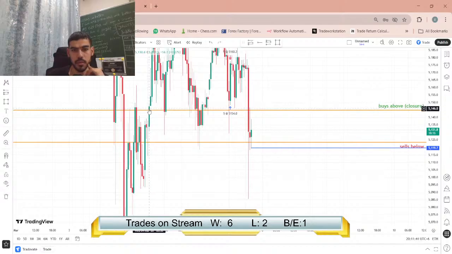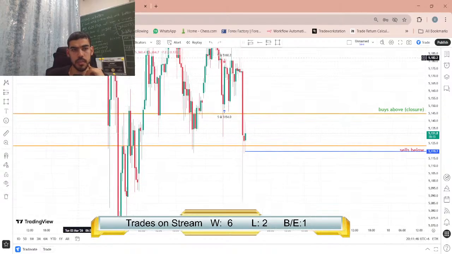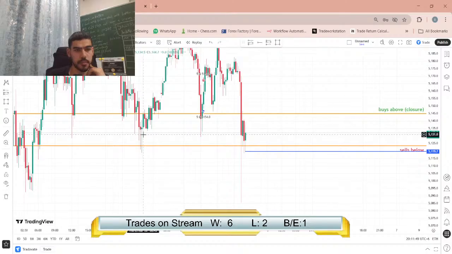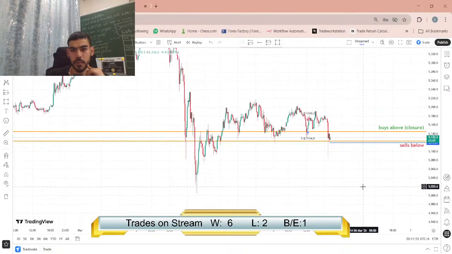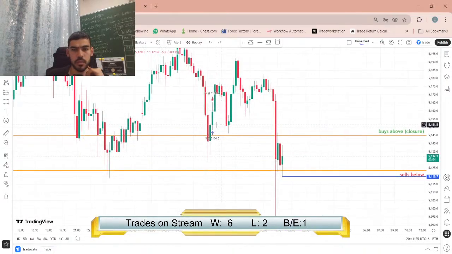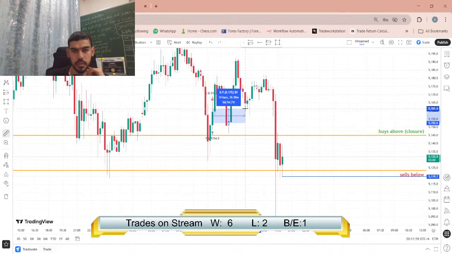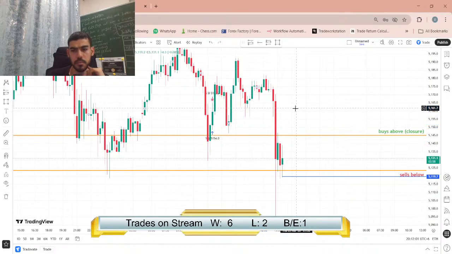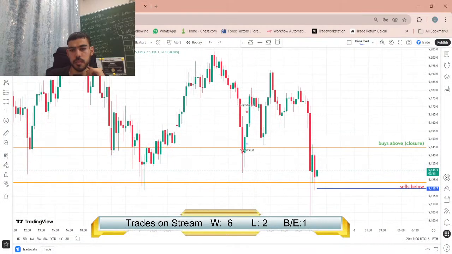Look at this closure. It closed above and boom, it just kept moving to the upside. So about this trade, I actually took this trade. It was during New York Open. I entered on the break of this high right here, and I secured about 100 pips or a little bit less. Very easy setup, easy trade, and easy execution.